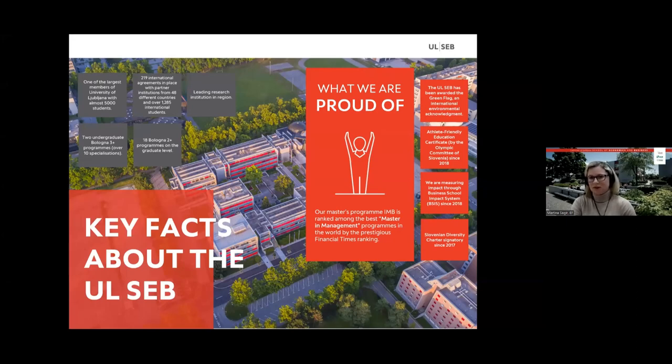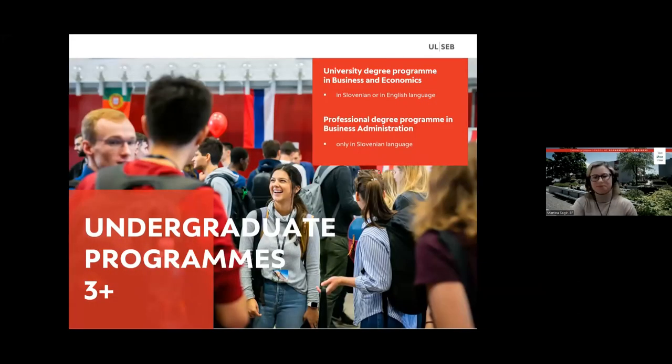Nevertheless, we also hold a green flag. Our school is an athlete-friendly school, so we offer our students, top athletes, the chance to study and also continue with their sport education. We also measure the impact through the Business School Impact System. And Slovenia is a signatory of the Slovenian Diversity Charter since 2017.